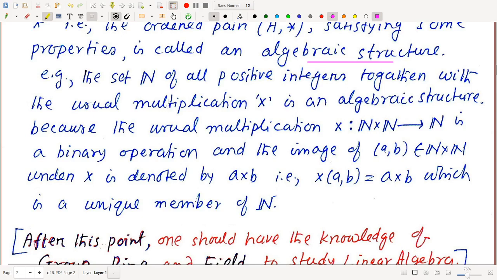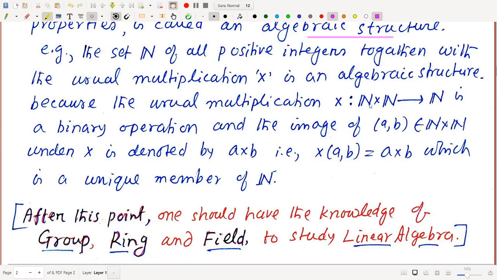For example, the set capital N, bold N, of all positive integers, natural numbers, together with the usual multiplication cross. Generally, multiplication is denoted by this cross. So, it is an algebraic structure because the usual multiplication, instead of star, only here it is cross, from N cross N to N is a binary operation. Why? Because the product of any two natural numbers, any two positive integers, is again a unique positive integer. That's why it is a function from N cross N to N. So it is a binary operation on capital N.